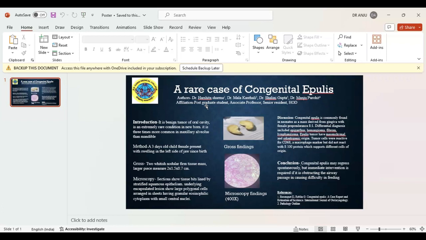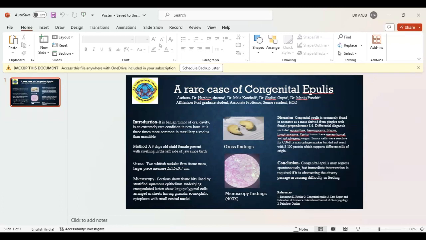In this case, I'm asking. You said you found tissue bits lined by stratified squamous epithelium, and it was encapsulated with large polygonal cells with eosinophilic cytoplasm. So what would you think of? Will you think of hemangioma and lymphangioma in that case? Ma'am, maybe other things may be possible. What are the other things?